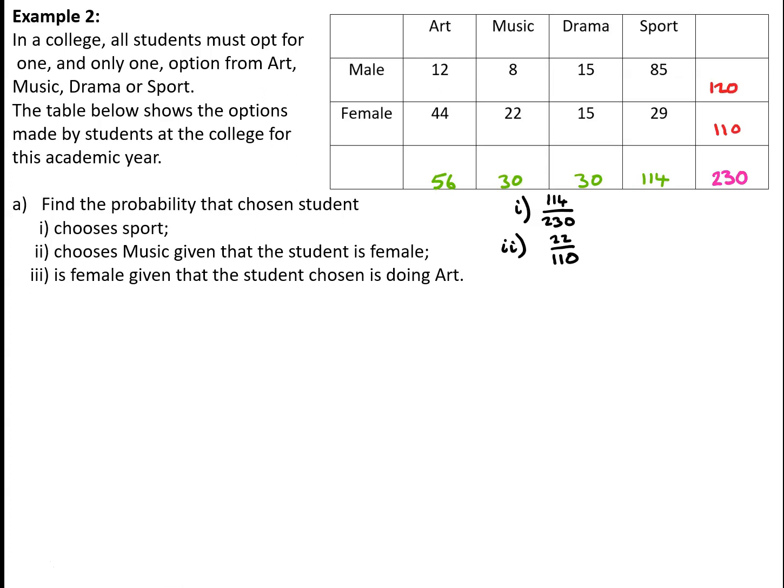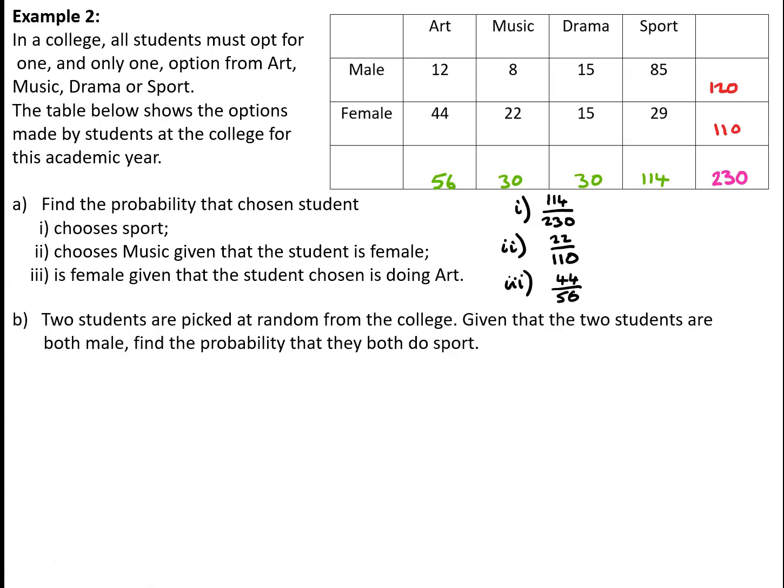And for part 3, what's the probability the student is female given that the student is choosing art? So in this case, we're restricting attention to the 56 students who are doing art, of whom 44 are female, so our probability is going to be 44 out of 56.